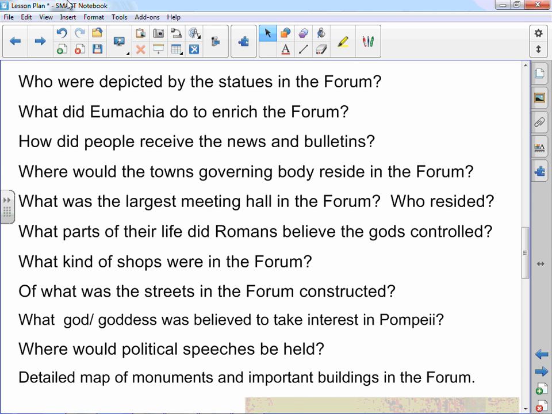Where would political speeches be held? We had a couple of places. One of them was on the steps of the Temple of Jupiter. You would have seen them, I would think, also throughout the forum, but that would be the main one. A detailed map of monuments and important buildings.